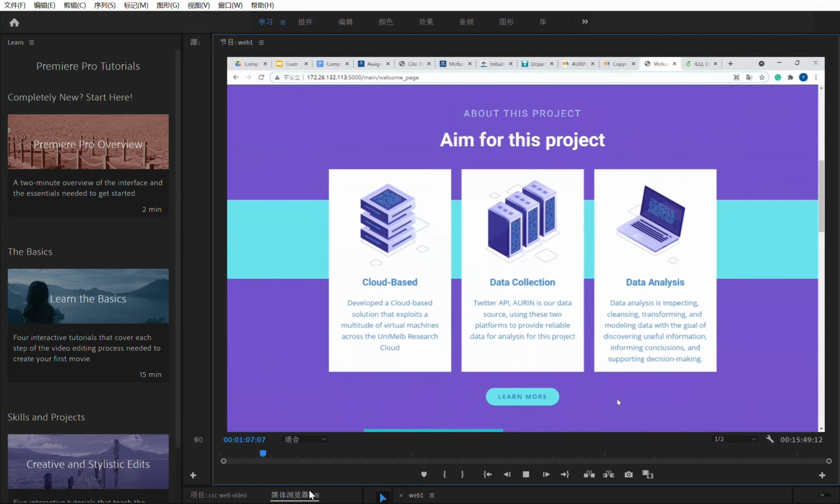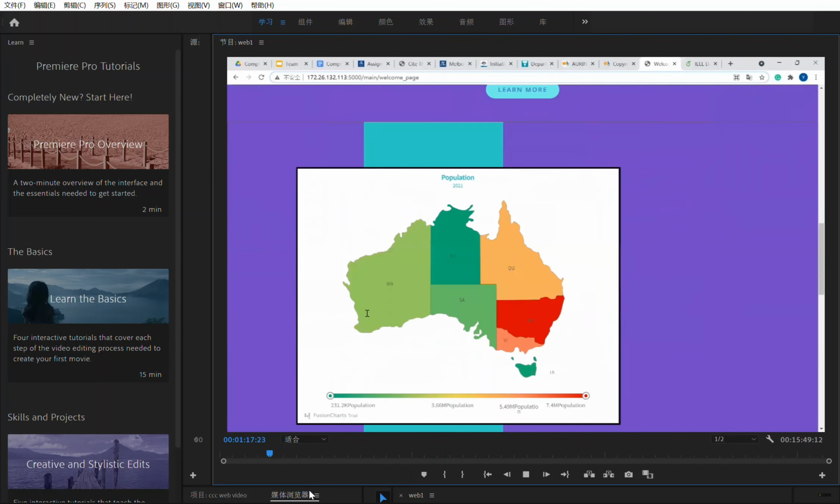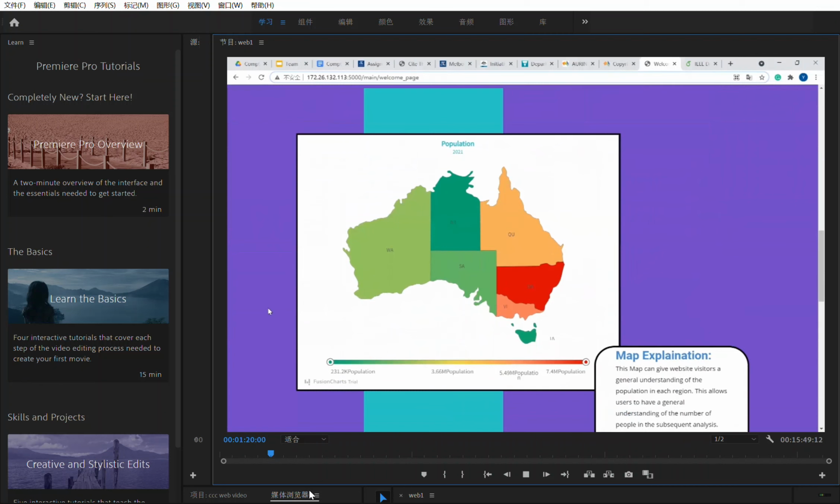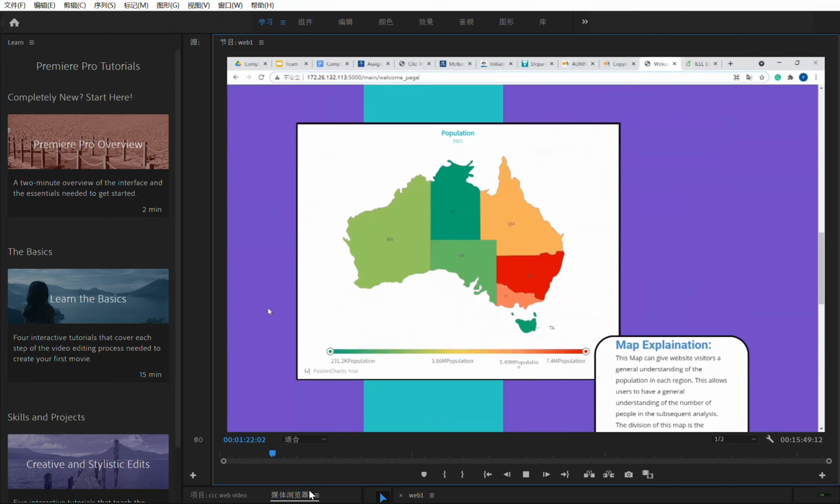We have 3 aims for this project, which is cloud-based solution, data harvesting, and data analysis. Here's a map showing Australia population distribution. In this project, we will focus on 5 greatest capital cities with largest population, which will give us an overall view in Australia.